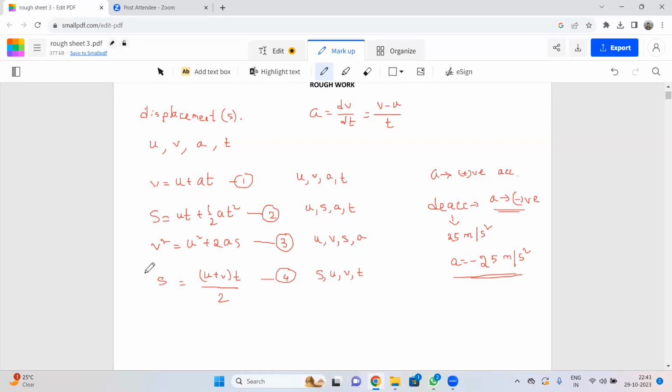These things are basically based on kinematics. Here there is no sign of dynamics, because dynamics means what? When we talk about dynamics, there should be an external force. Here, we don't have any force.